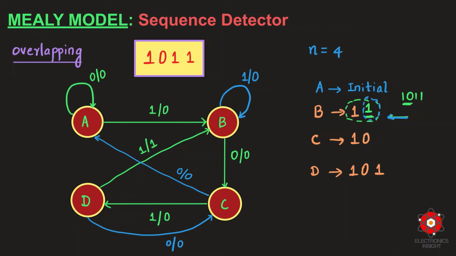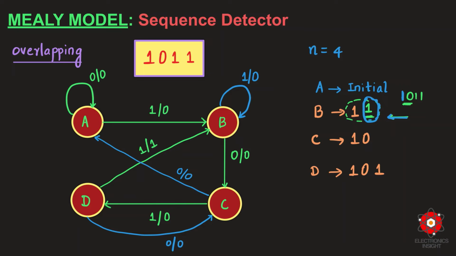Now I will check whether this 1 is the same as the first bit. Yes, it is the same. But where it is 1, I have received 1 at B only. So until then, it will stay in the same state. Which means if I have received 0, I will go to the next state C. If I have received 1, until B only you have received 1, so it will stay in the same state, but the output will still be 0.